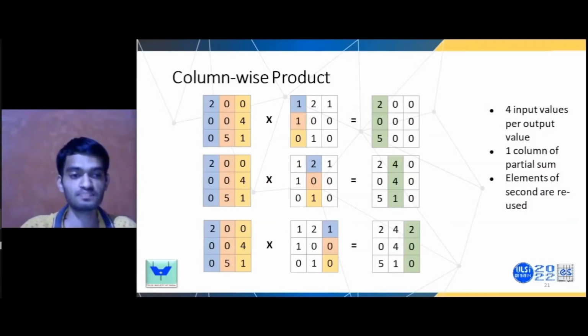And the partial sum storage required for this particular column-wise product is one column worth of partial elements of matrix A, and the elements of the matrix B are reused in this particular case, whereas matrix A is reused in the row-wise product case.